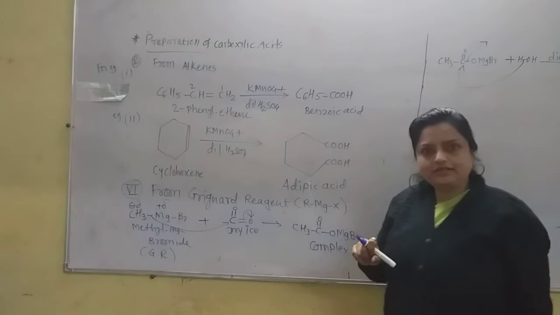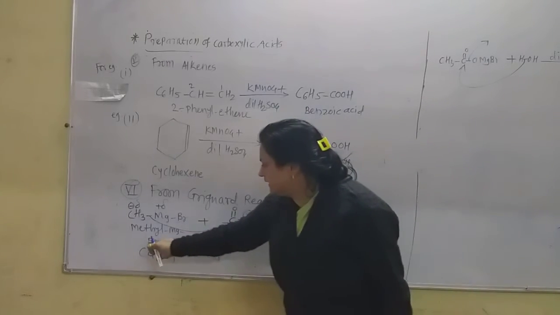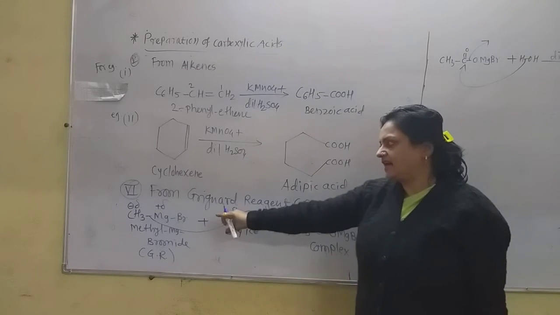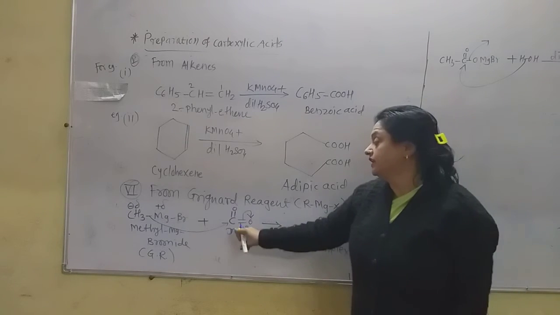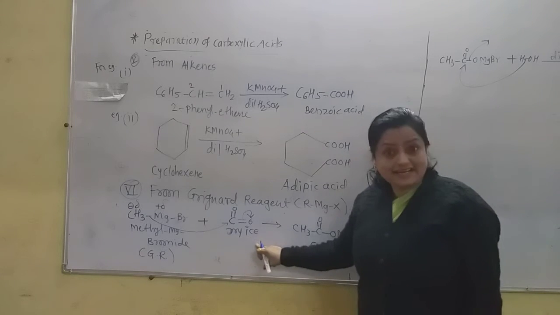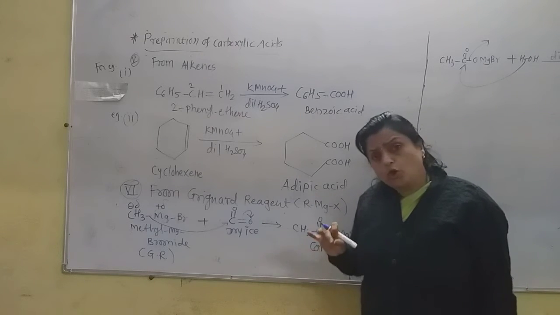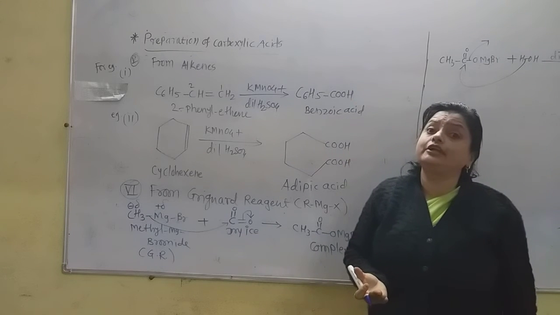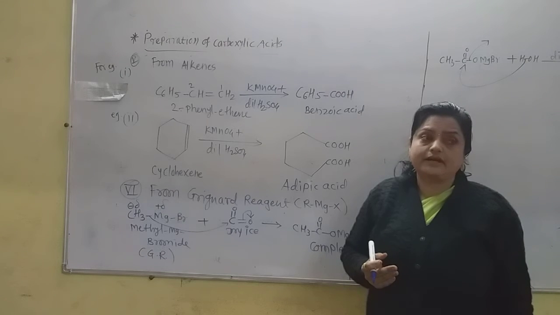From Grignard reagent, now 2-3 minutes. From Grignard reagent, now you know the Grignard reagent, methyl magnesium bromide. This is the Grignard reagent, RMgX, and this is dry ice, that is solid carbon dioxide, CO2. Remember that CO2, if in the solid state, is called dry ice. It is similar to ice. The temperature is also very low as that of ice, but when we heat it, it does not convert into water, it converts into gaseous carbon dioxide.